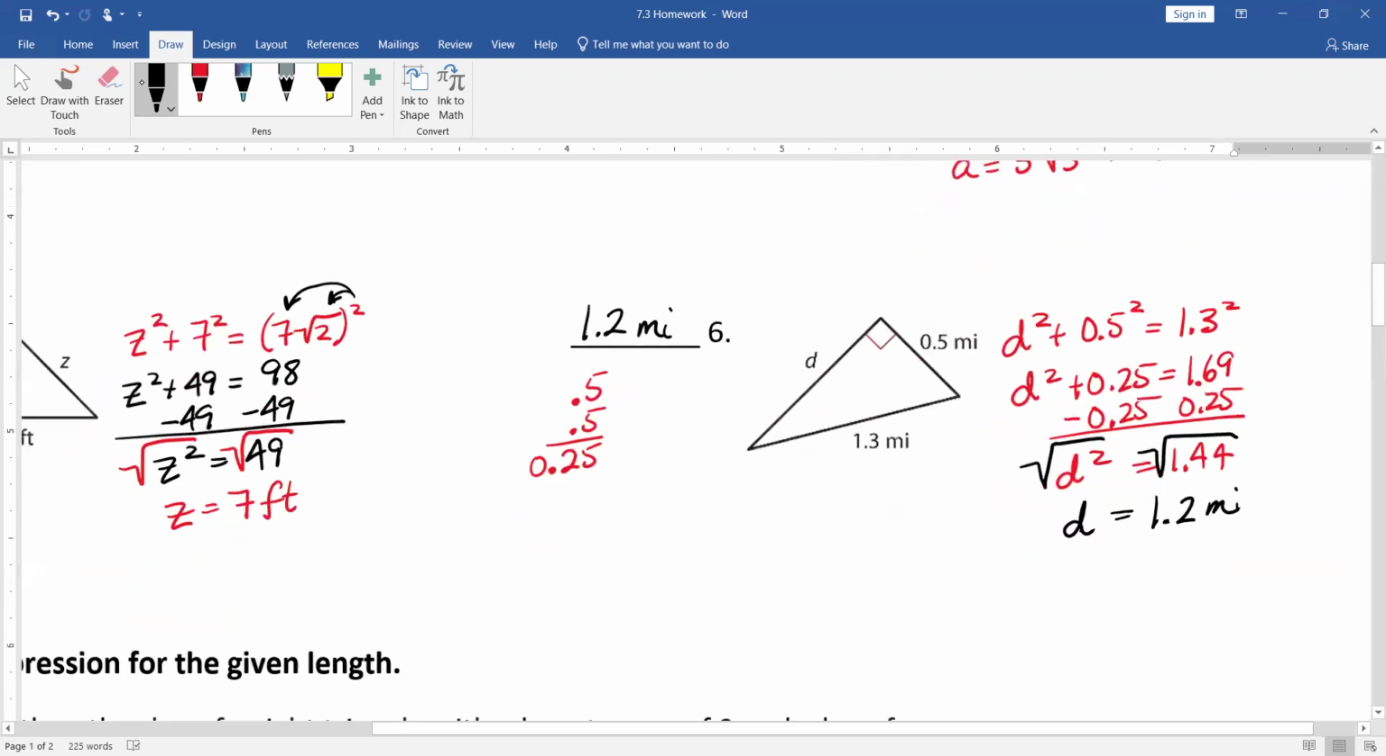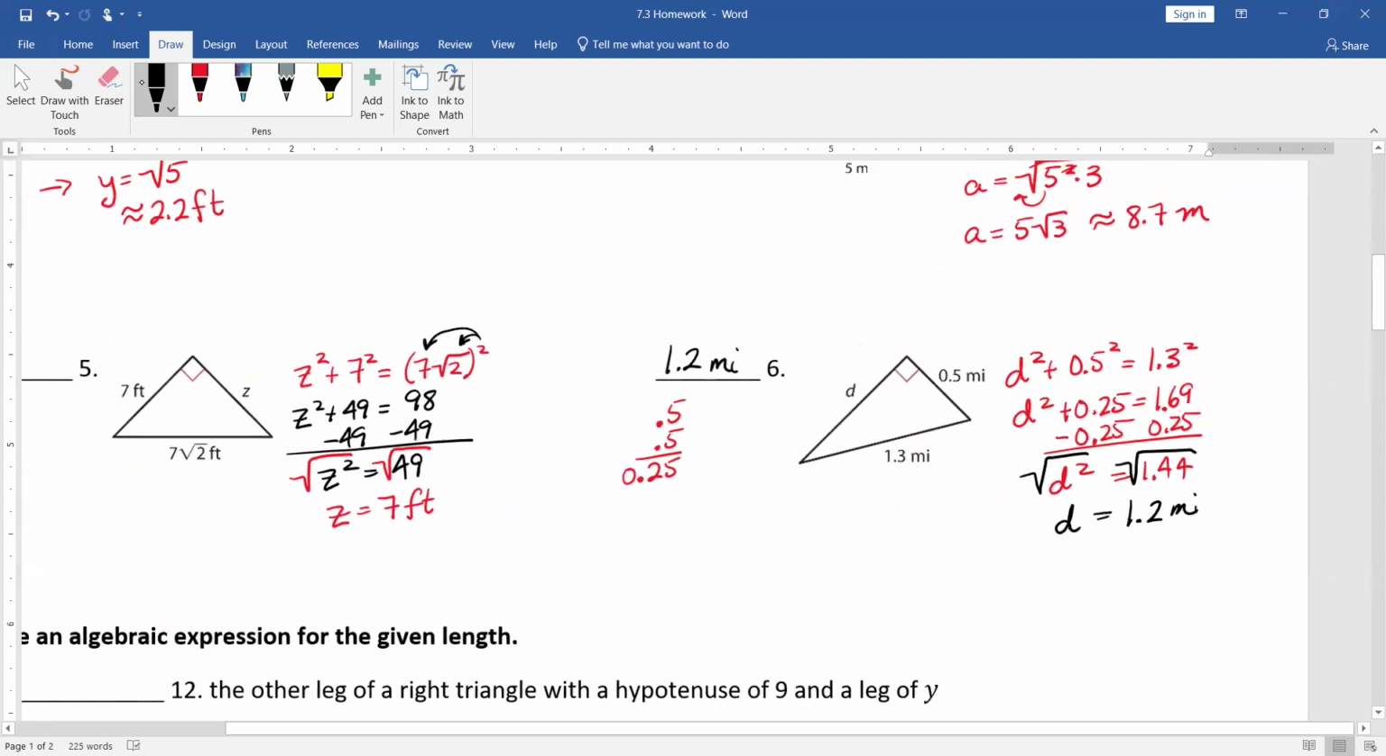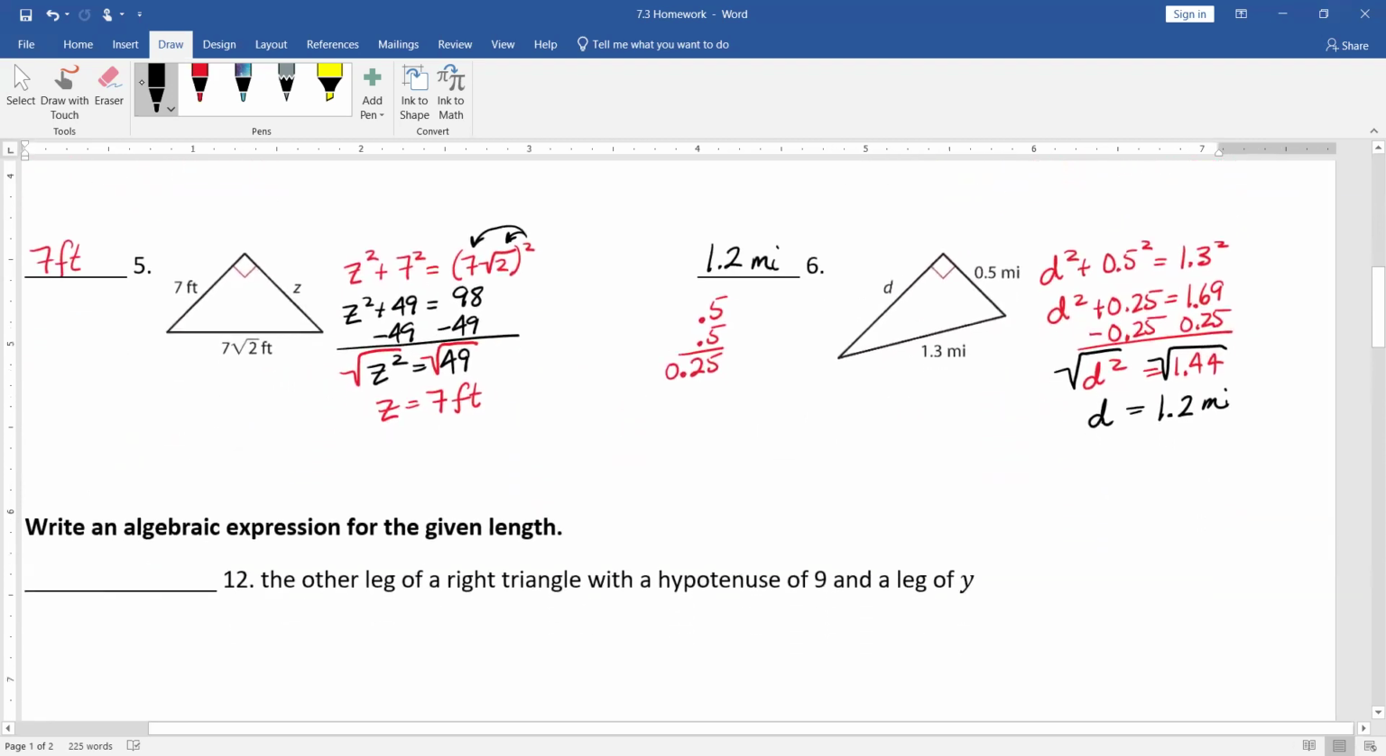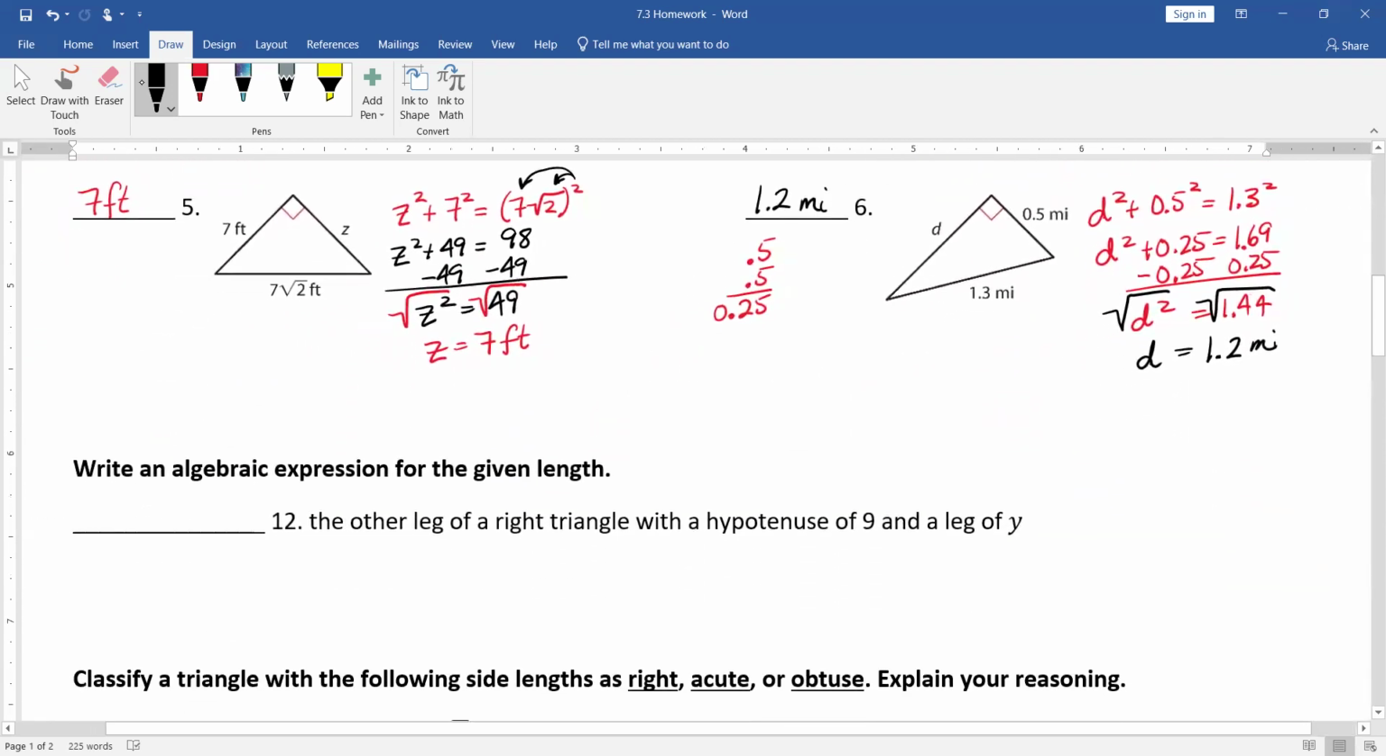All right, this next one is more of an abstract theory. It's practice just to make sure you understand how to manipulate the Pythagorean theorem, the Pythagorean formula, into whatever way that you need to. So in this case, they're telling us to write an algebraic expression.